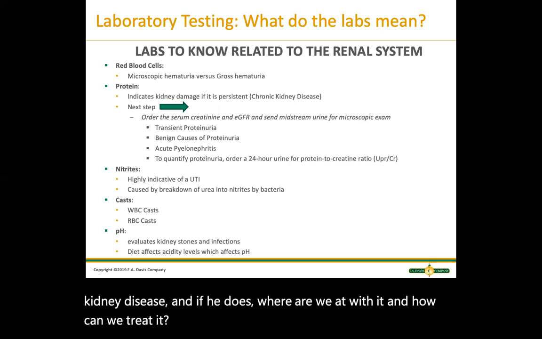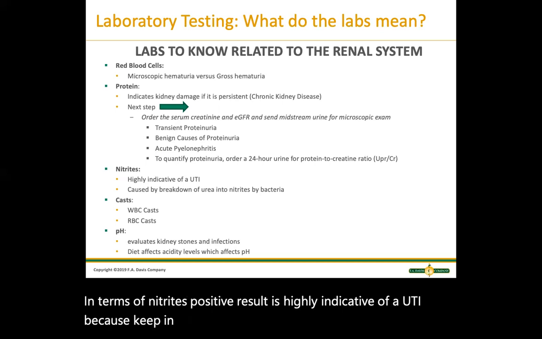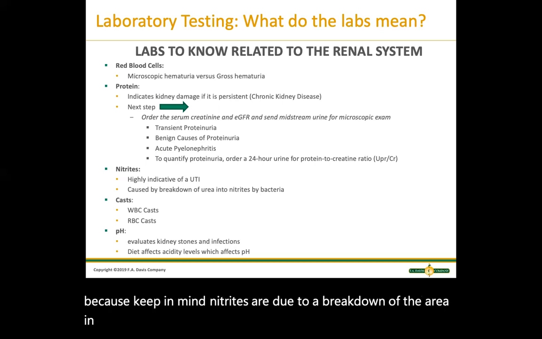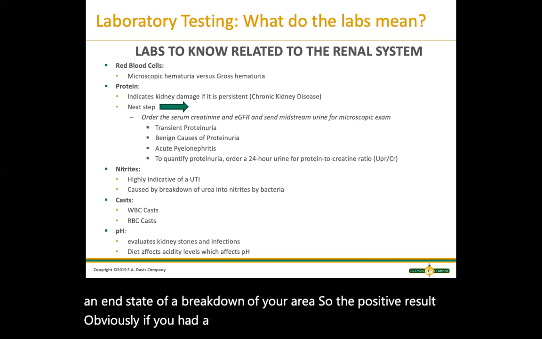In terms of nitrites, a positive result is highly indicative of a UTI, because keep in mind, nitrites are due to a breakdown of the urea in urine, and it breaks down into a nitrite by bacteria. So that's just an end state of a breakdown of urea. So the positive result, obviously, if you had a lot of nitrites, would be that it's a positive UTI.